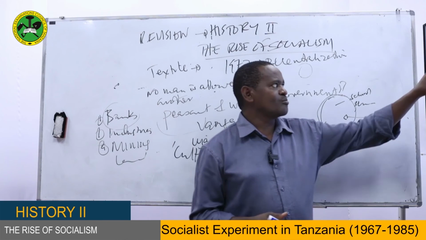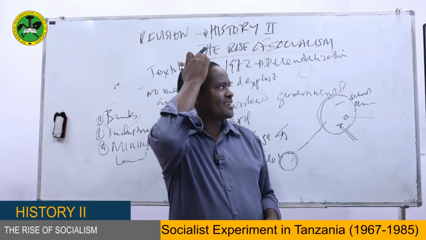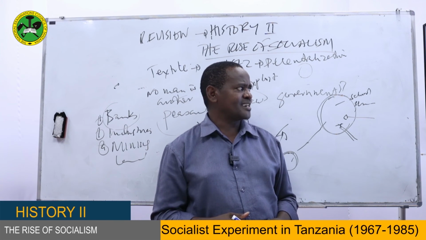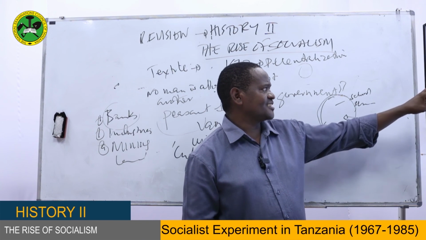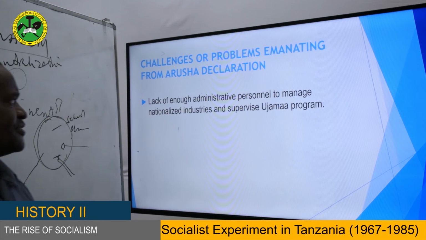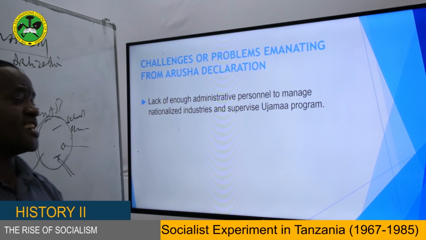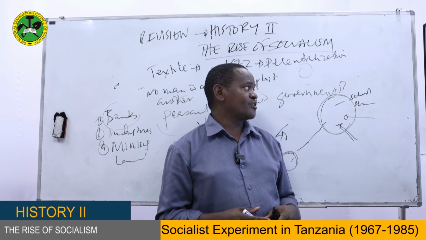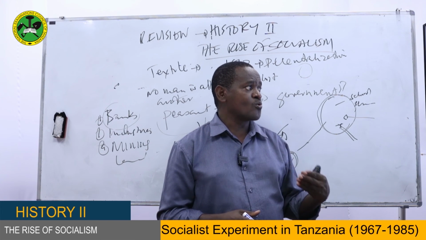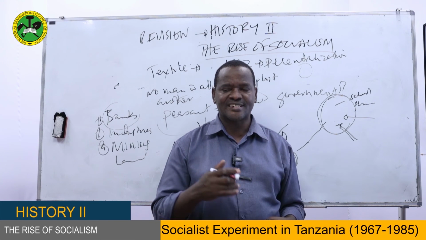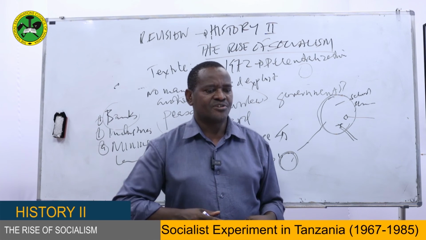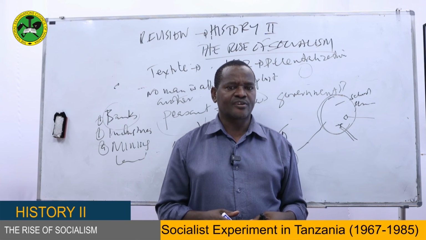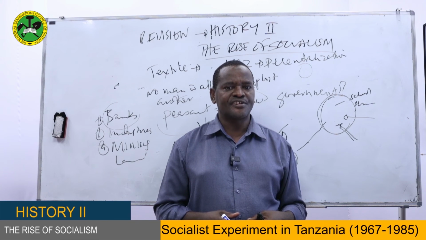My dear students, let's now move to problems or challenges emanating from the Arusha Declaration. What are the problems or challenges which emanate from the Arusha Declaration? The first challenge was the lack of enough administrative personnel. There were not enough people to lead. And here we are talking of administrative personnel who were qualified. That was the problem. You nationalize the industry, but unfortunately, you don't have people who are qualified enough to run those industries. So what was the consequence? It was the collapse of those industries.